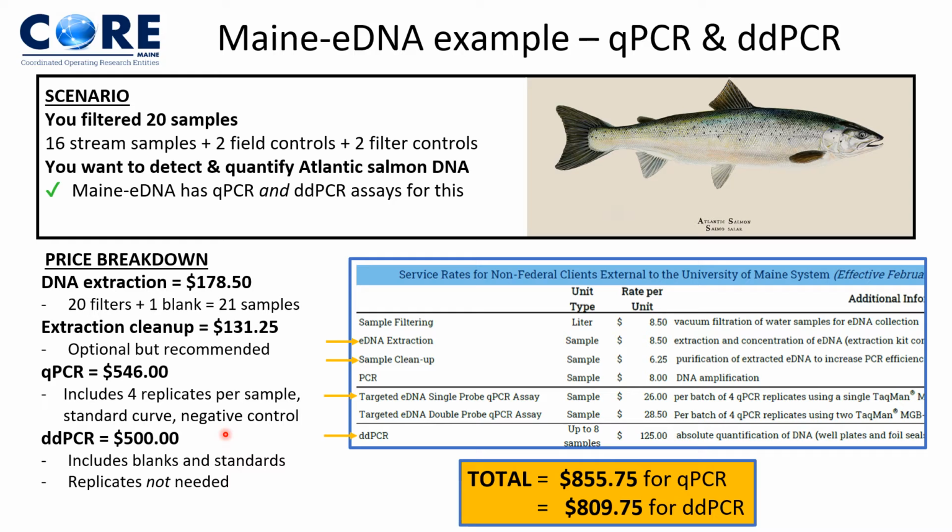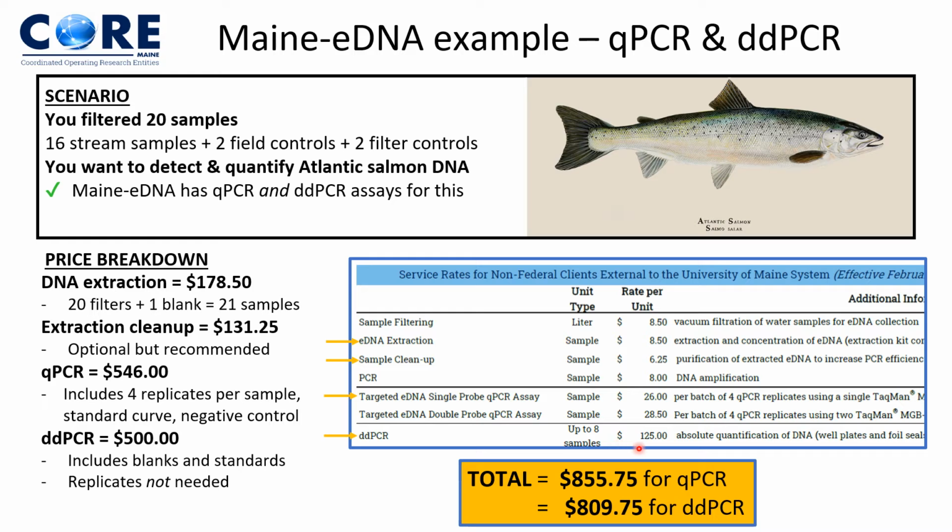So 26 times 21 comes out to 546. Now the other assay you could choose would be digital droplet PCR. And Maine eDNA has an assay for Atlantic salmon digital droplet PCR, and their general ddPCR rate is up to 8 samples. So they run them 8 at a time. So it's going to cost you $125 whether you run 1 sample or whether you run 8.